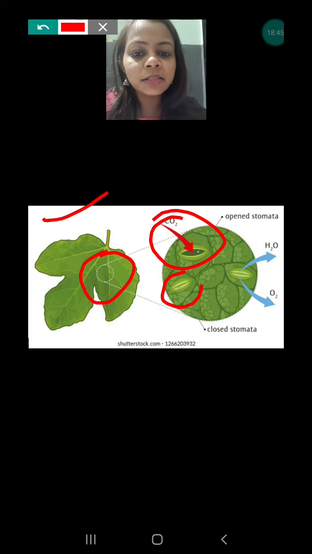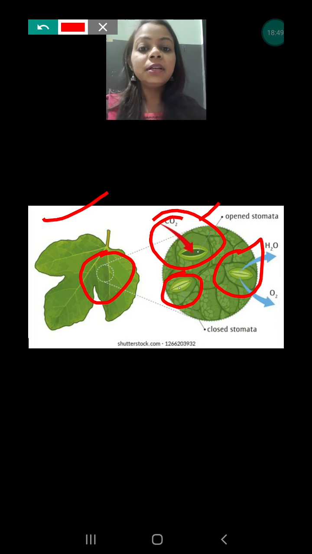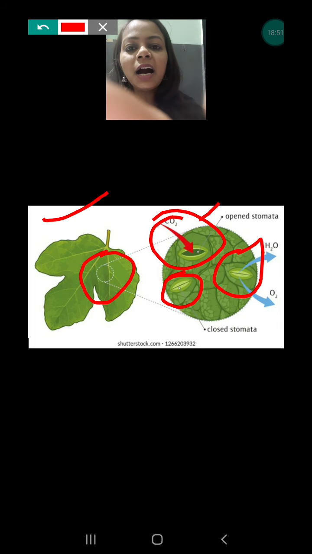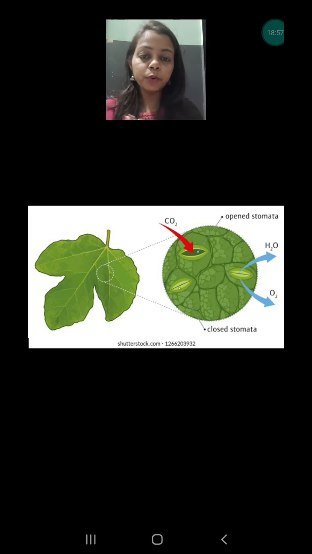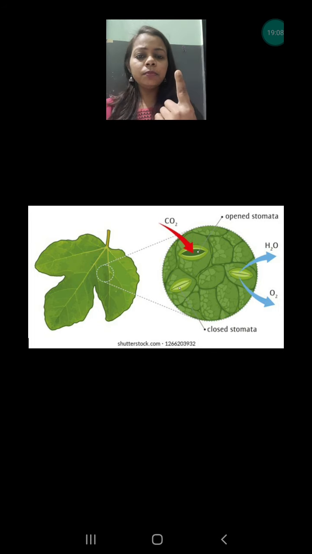See, this is a stoma, this is a stoma, and this one I have circled is a stoma. So these are stomata. What are stomata? Stomata are the small pores present on the lower surface of the leaf. The singular form of stomata is stoma. One is known as a stoma, and many are known as stomata. There is only this difference.